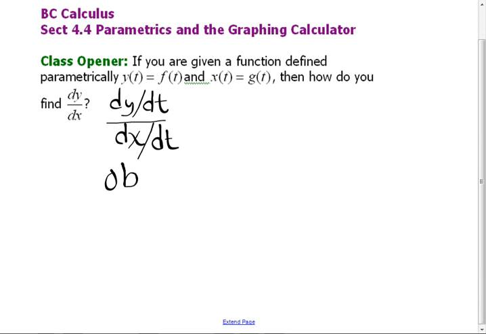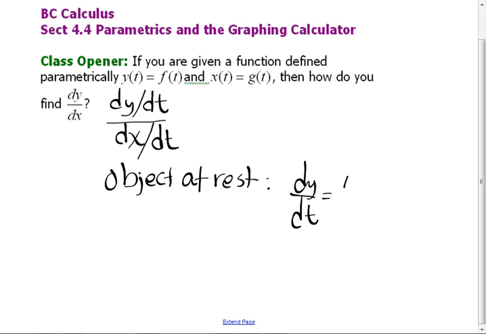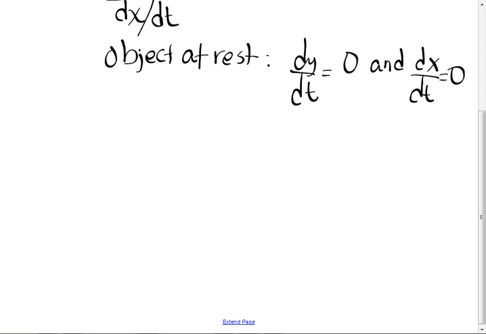When is the object at rest? Now, that means it's totally at rest. It's not moving up. It's not moving forward or backwards. Dy dt is what? 0. And, it's an and, dx dt. So both must be 0. Okay?